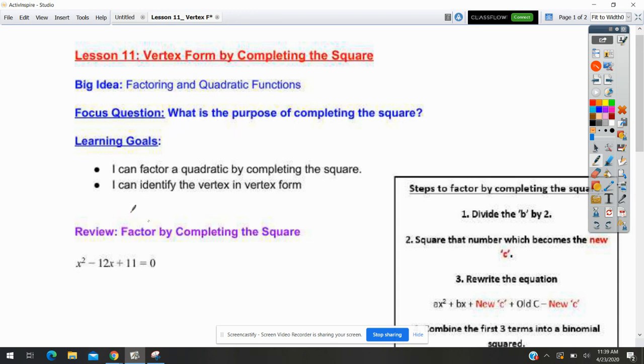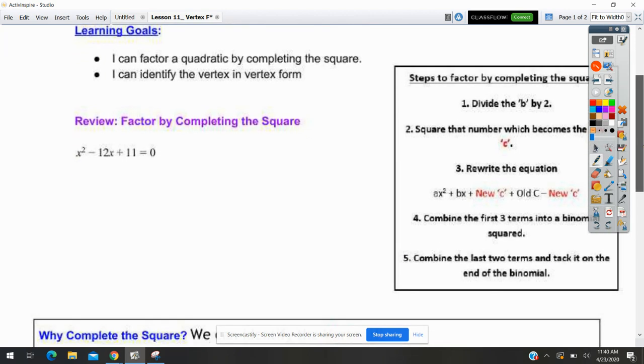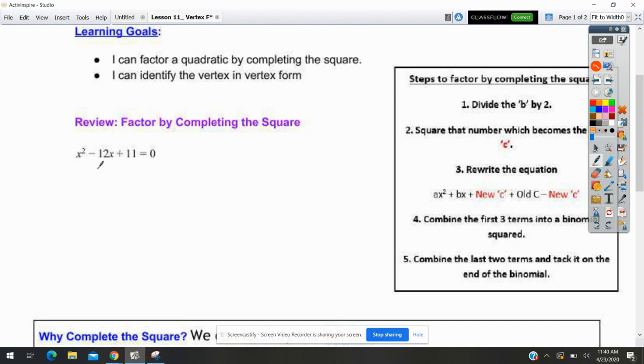And today we're going to be able to identify the vertex in vertex form, which is basically the form you get when you factor by completing the square. So we're going to take a look at what that looks like. Just to review, we have this example, and we're going to factor by completing the square. I have the steps on the right-hand side here, so you can follow along with me as I do it.